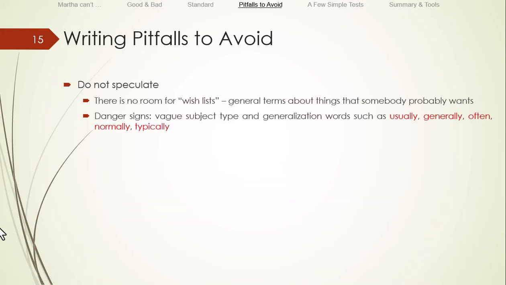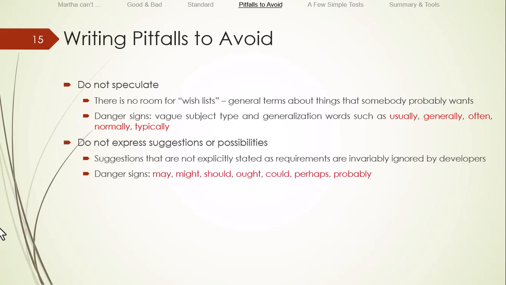Do not speculate. There is no room for a wish list. General terms about things that somebody probably wants. Danger signs are vague subject type and generalization words such as usually, generally, often, normally, typically. So don't use these words.